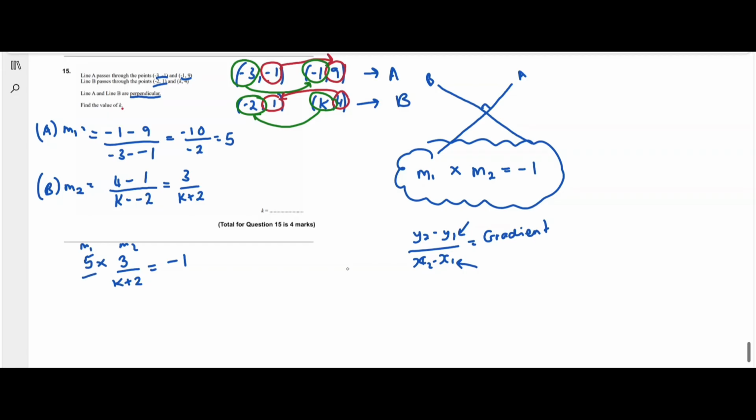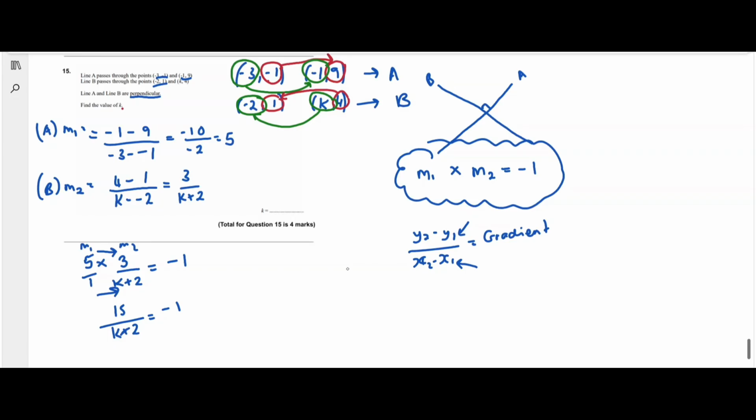So this is the same as having 5 over 1. If I multiply fractions, I just times across the top and times across the bottom. 5 times 3 is 15. 1 times K plus 2 is just K plus 2 equals -1. So I've now got to solve this. So to get rid of K plus 2, it's currently dividing.